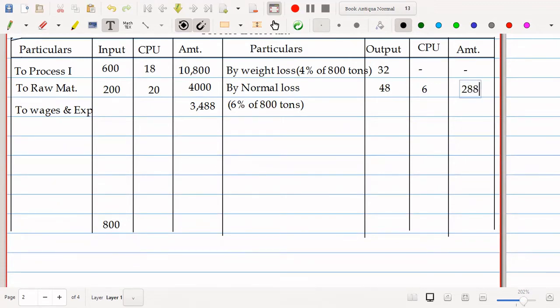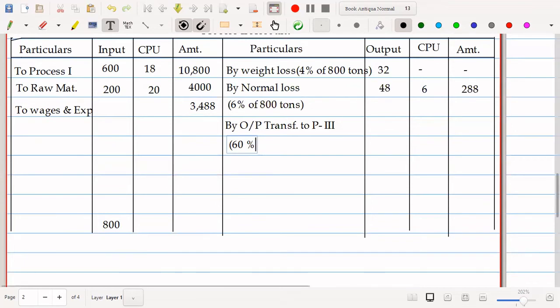Okay. Now, by output transferred to process 3, that is what's given in the problem. It's 60% of output. Now let's check out what is the output.